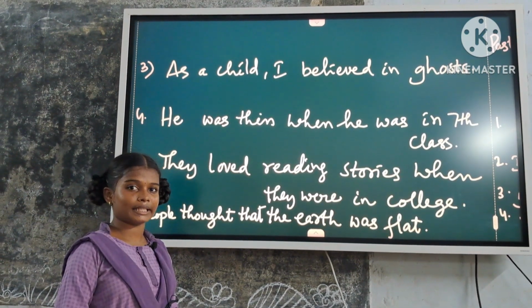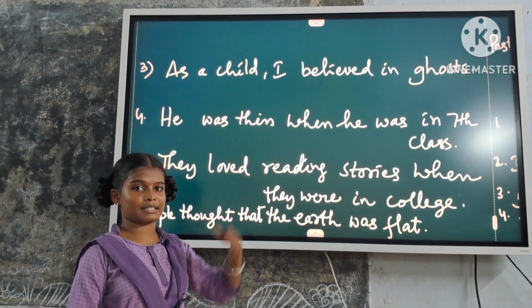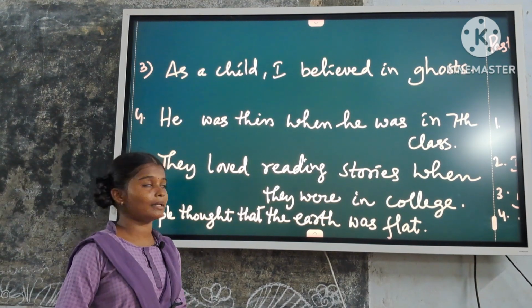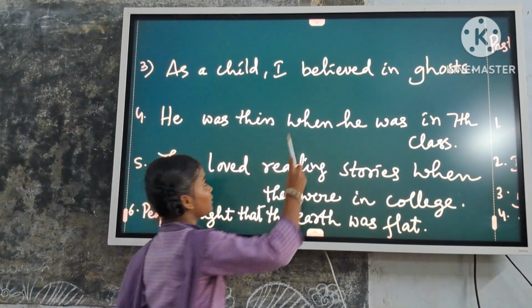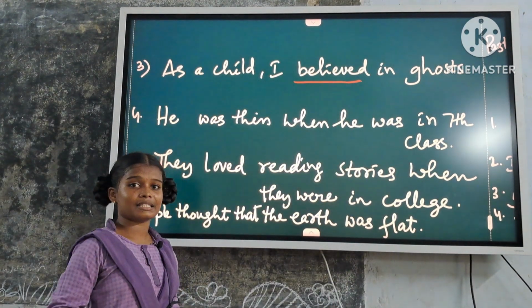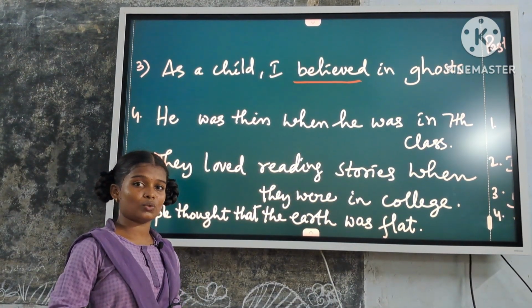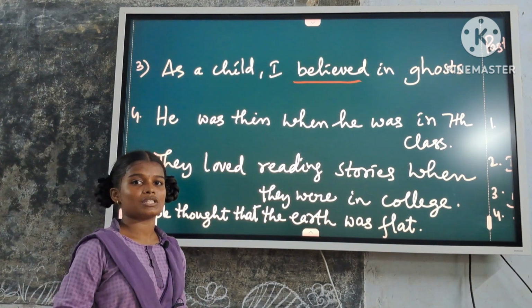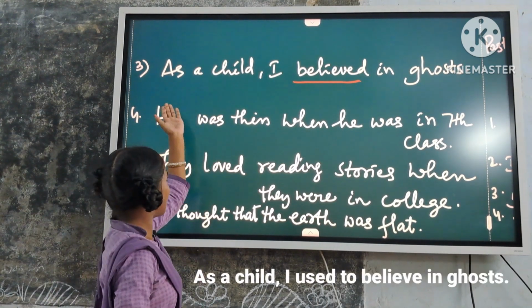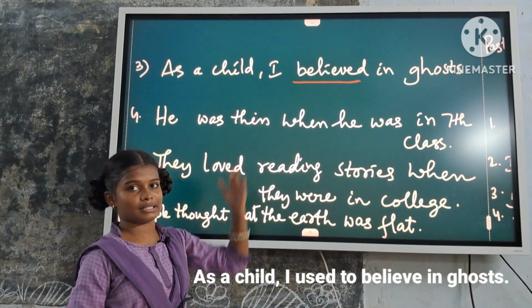Now, example 3. As a child, I believed in ghosts. Here, stative verb is believed. That is verb of mind. So, we can use only used to. So, answer is, as a child, I used to believe in ghosts.